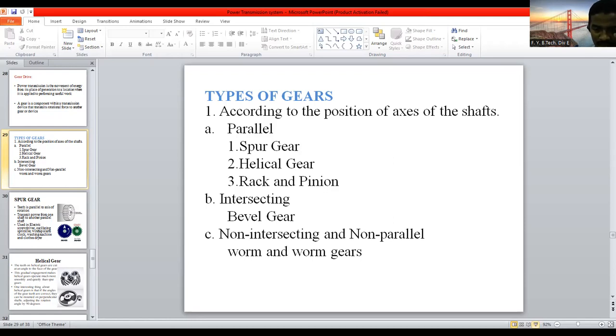So we study worm and worm gear. Okay, now we'll see one by one. First is spur gear. Please put the heading spur gear.